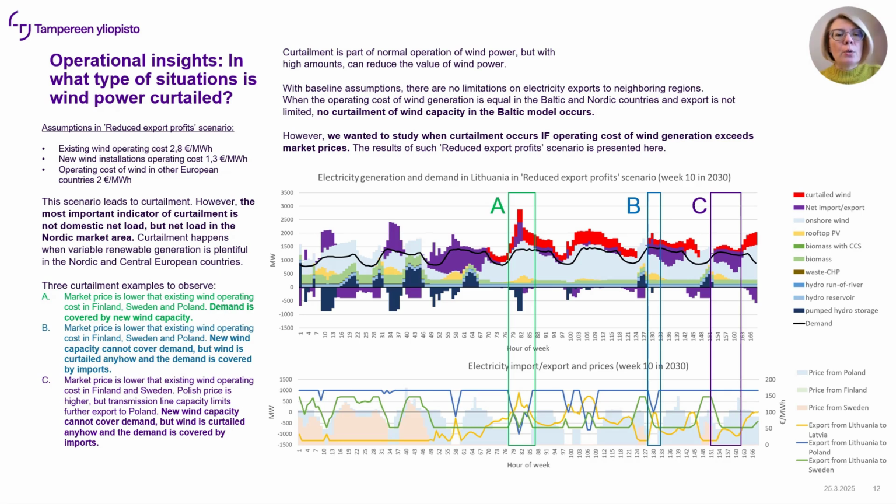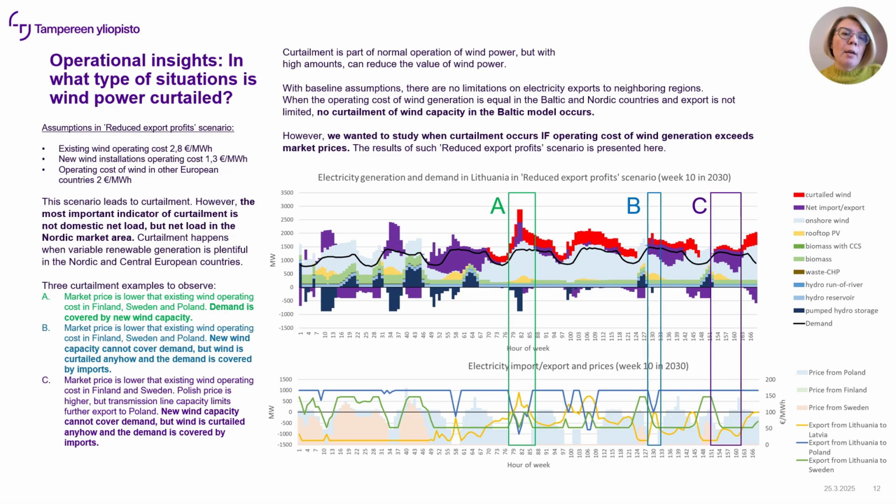However, we wanted to study when curtailment occurs if the operating cost of wind generation exceeds market prices. The result of such a reduced export profits scenario is presented here. The most important indicator of curtailment is not domestic net load, but net load in the Nordic market area. Curtailment happens when variable renewable generation is plentiful in the Nordic and Central European countries. There are three curtailment examples to observe.